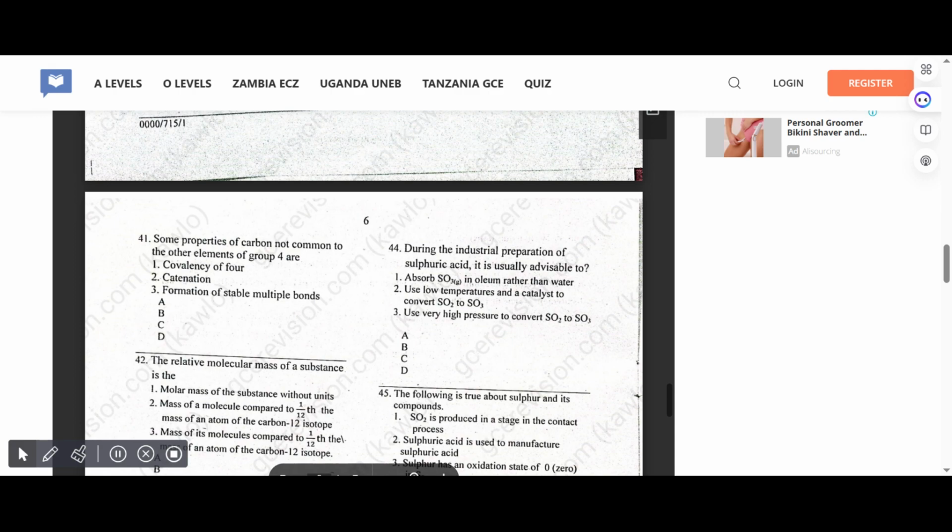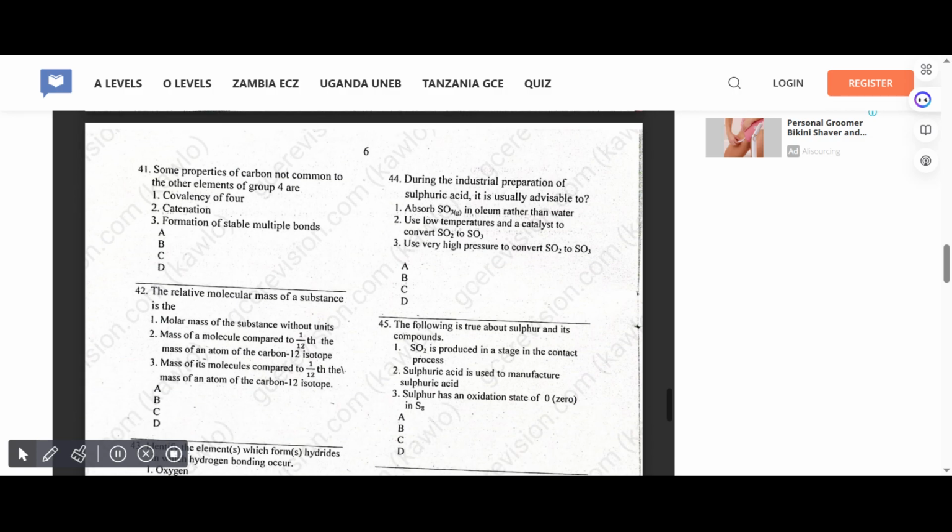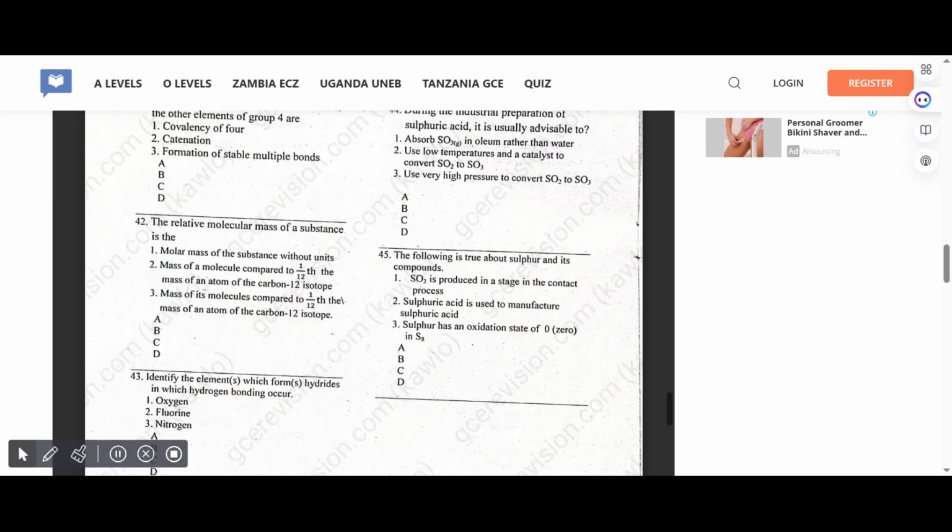During the industrial preparation of sulfuric acid, it is usually advisable to. Correct answer for 44 is 2 only. The following is true about sulfur and its compounds. So which one is true? Correct answer for 45 is A.